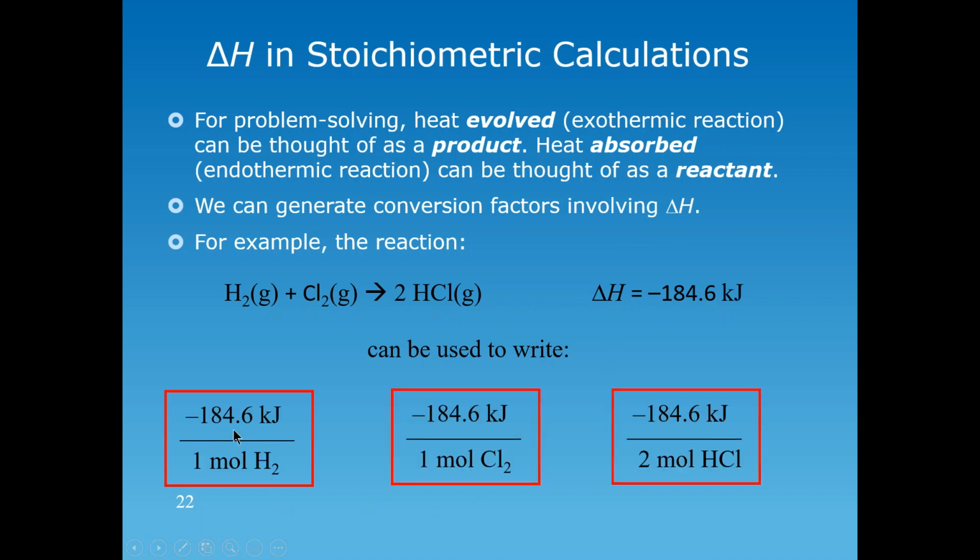So for example, in this case here, we are establishing the relationship as a conversion factor between the enthalpy change of the reaction and the moles of hydrogen, or we can do the same thing with the enthalpy change and the moles of chlorine, and the enthalpy change and the moles of HCl. So here we have the enthalpy change value and 2 moles of HCl because we have a coefficient of 2 in front of the HCl in the balanced equation. And that also can be useful when it comes to doing certain calculations, as we're going to see shortly.